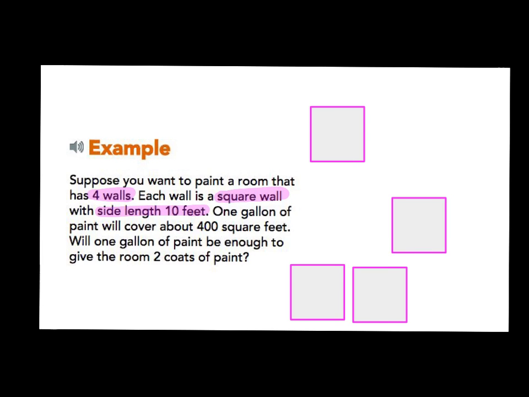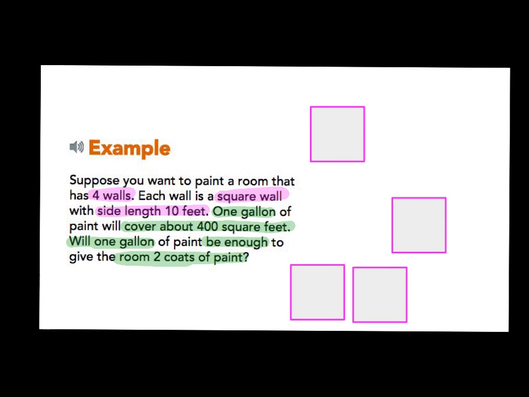1 gallon of paint will cover about 400 square feet. Will 1 gallon be enough for the room for 2 coats of paint? So you're going to paint it twice.